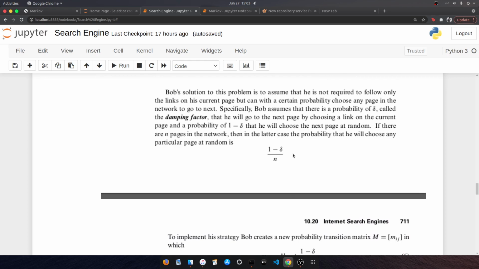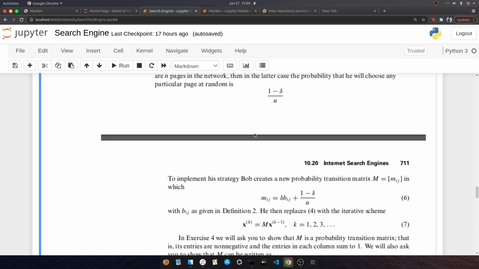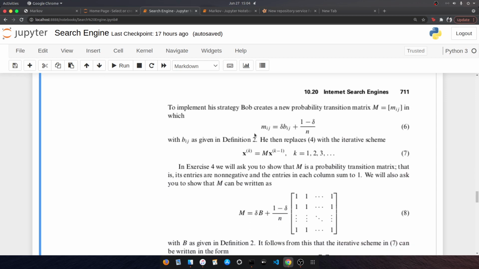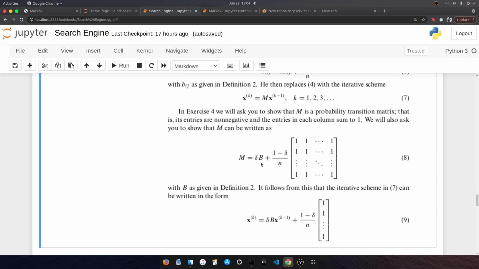So there are some discussions that are listed here. Delta is the probability that he will choose a page that is linked to the current page. As we know from probability, the complement of that is 1 minus delta, and this comes from the fact that there are n pages. There is some mathematics that was shown in this lecture, but the main thing that we will look at is another matrix M.